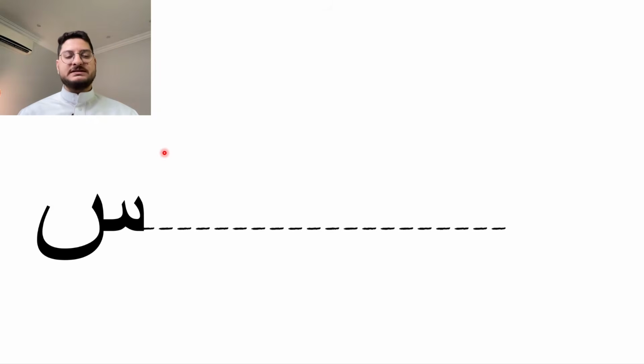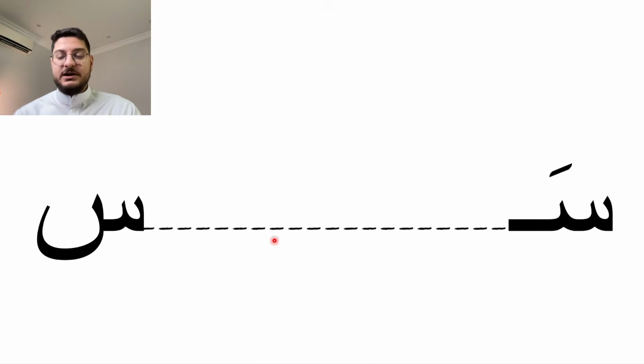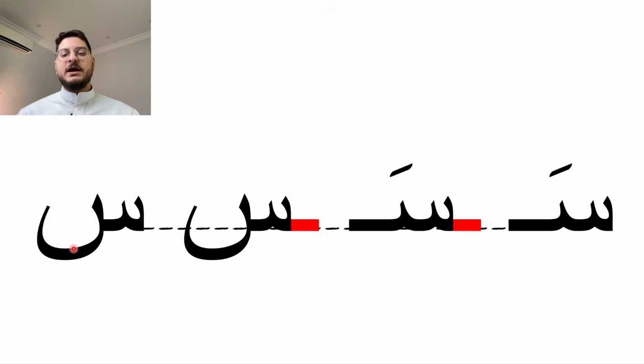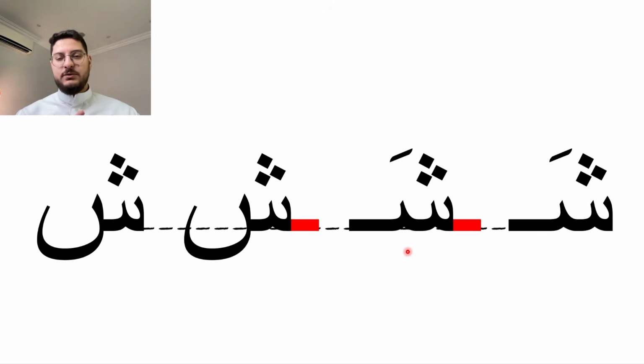Now, let's see how the Sa would look inside words. For me, I think it's very clear and nice because we would still have these three heads, whether it's at the beginning or at the end. The only difference would be the tail, right? And then in the middle of the word, it looks like this. Sha looks exactly the same, only with three dots on top.